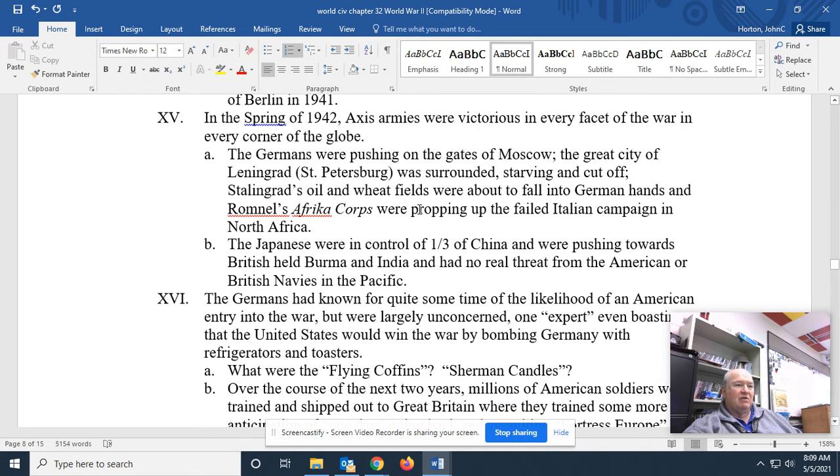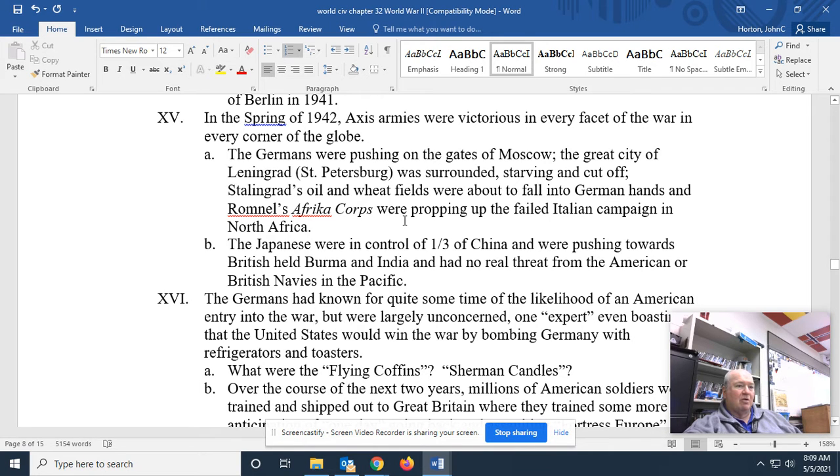To the north, they were trying to take Leningrad, St. Petersburg, which was surrounded, starving, and cut off. Now, I do want to show you something. And in Stalingrad's oil and wheat fields were about to fall into German hands, and the Germans did take Stalingrad. They regretted taking it, but they took it.